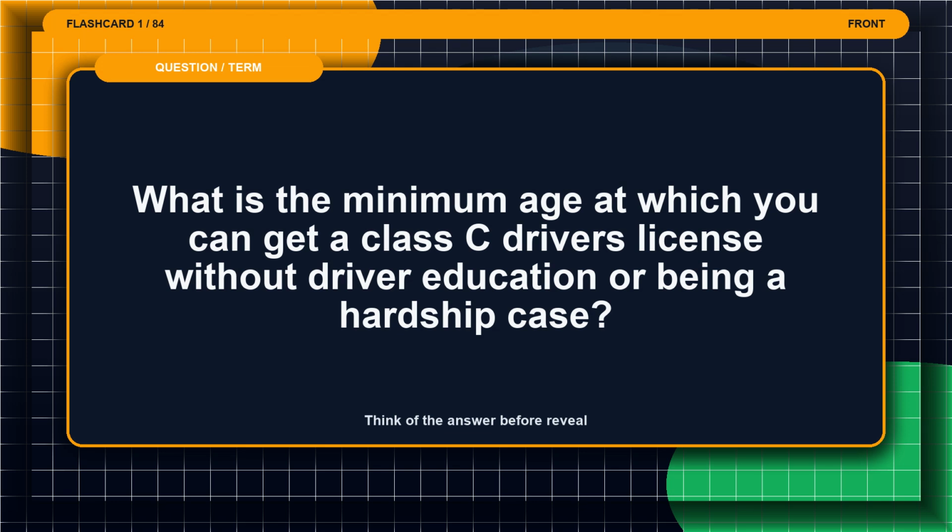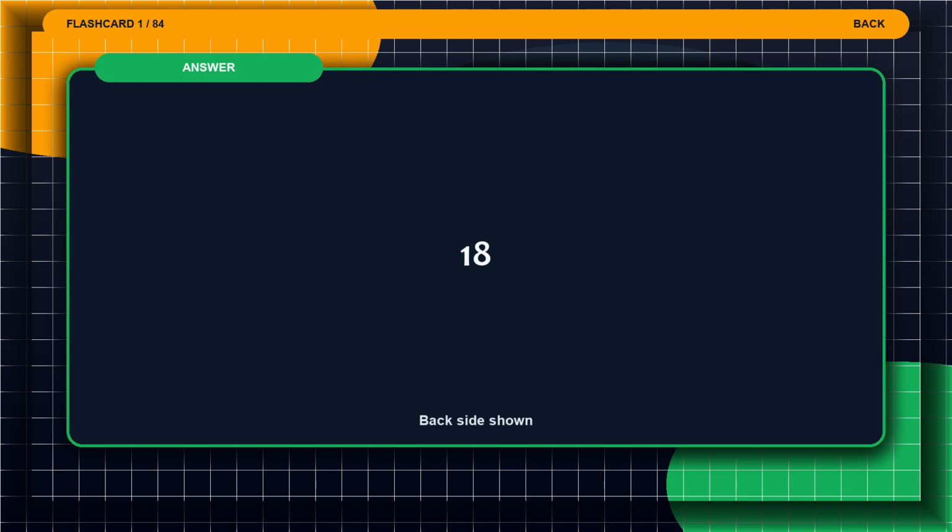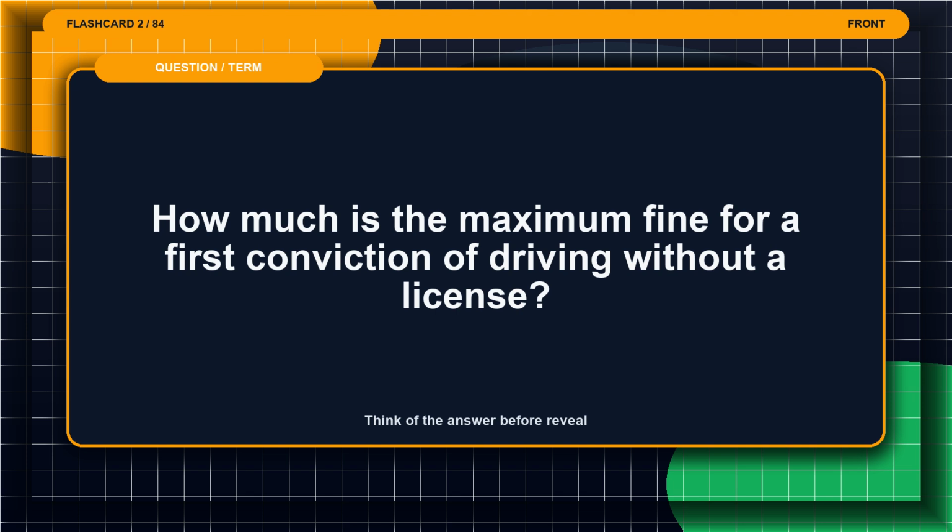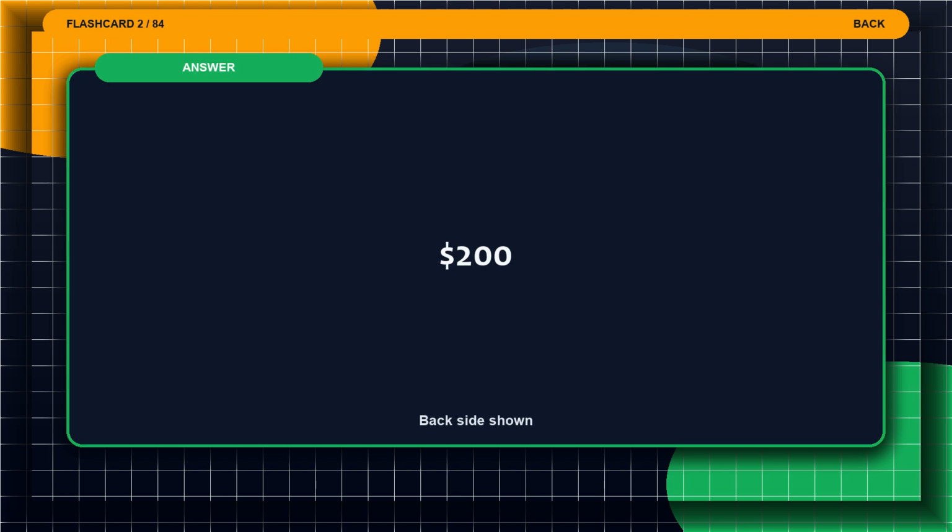Flashcard 1. What is the minimum age at which you can get a Class C driver's license without driver education or being a hardship case? Think of the answer before the reveal. The answer is 18. Flashcard 2. How much is the maximum fine for a first conviction of driving without a license? Think of the answer before the reveal. The answer is $200.